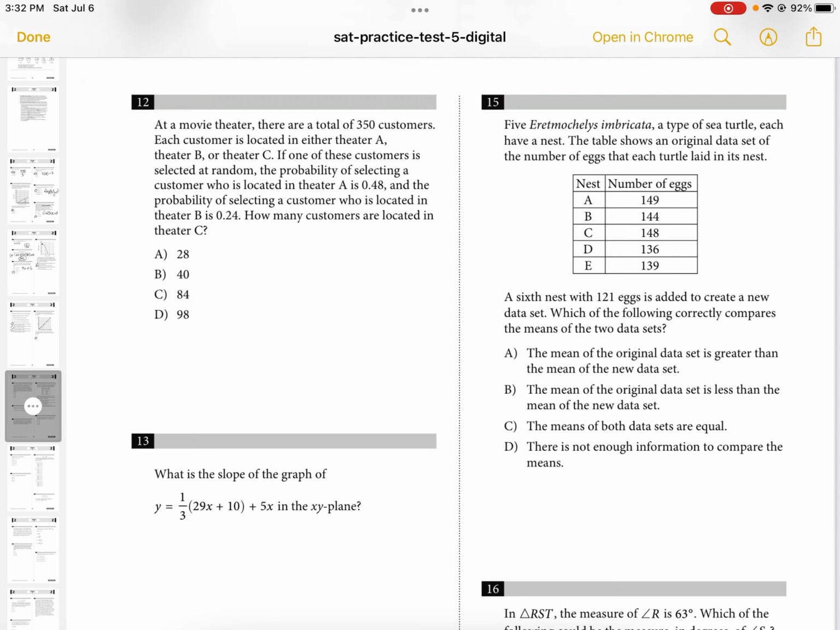Number 12. At a movie theater, there are a total of 350 customers. Each customer is located at either theater A, B, or C. If one of these customers is selected at random, the probability of selecting a customer who's located in theater A is 0.48, and the probability of selecting a customer who's located in theater B is 0.24. How many customers are located in theater C?